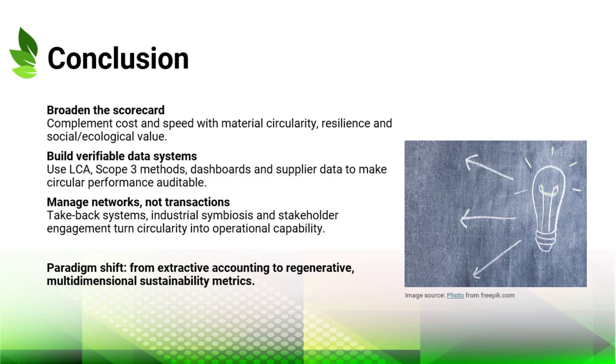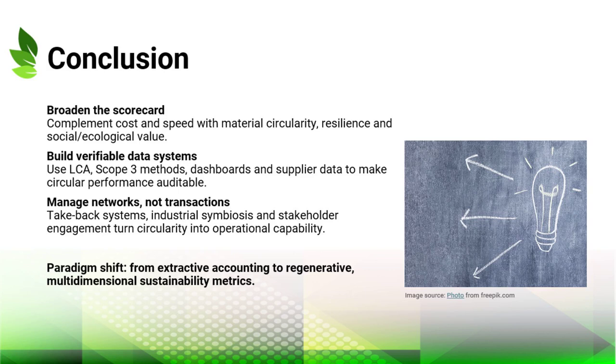The conclusion brings the chapter back to its central claim. Measuring circular supply chains means changing what counts as performance. A circular scorecard must broaden beyond cost and speed to include material circularity, resilience, and social and ecological value. It must also be supported by verifiable data systems, including LCA, Scope 3 methods, operational dashboards, and supplier data.